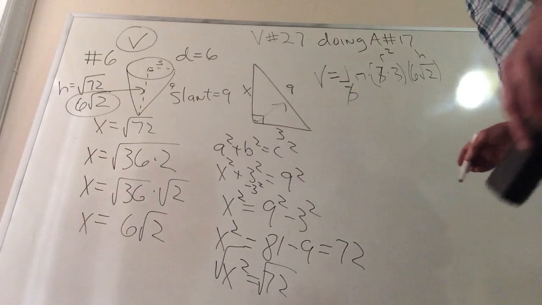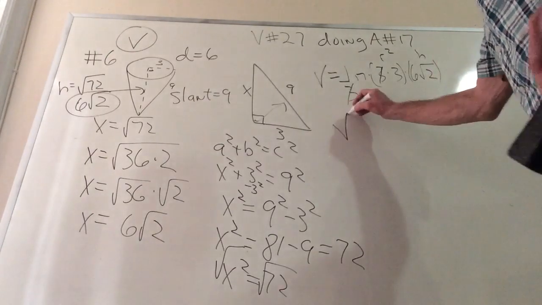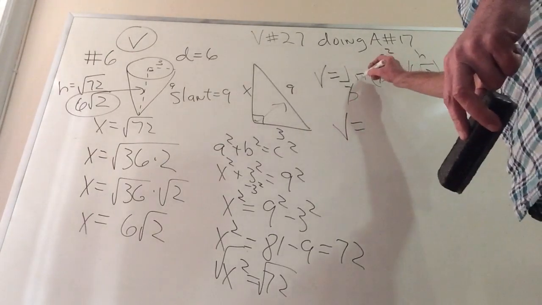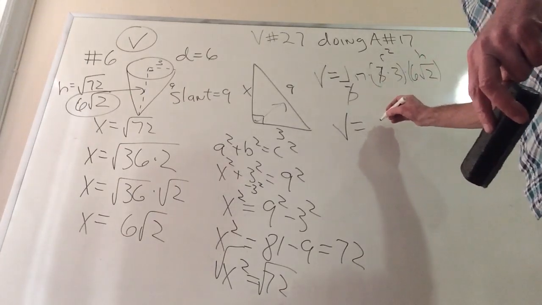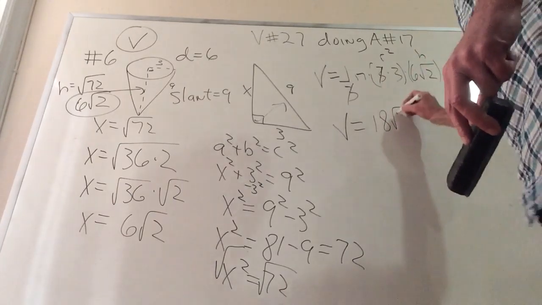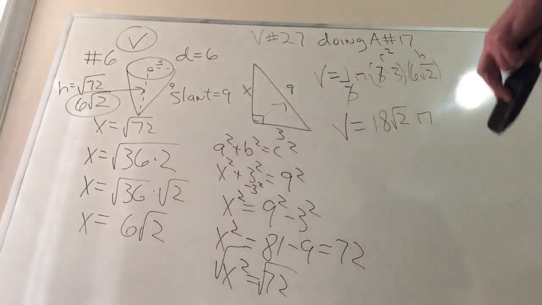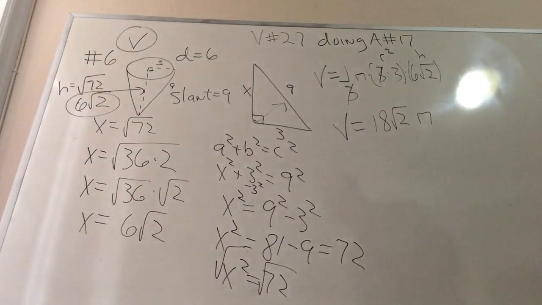Maybe it's a little surprising to some of you, but what is the volume? The volume is pi times 3 times 6 times radical 2. Oh my God, it's 18 radical 2 pi. Oh, well that's kind of neat. We can do math this way.